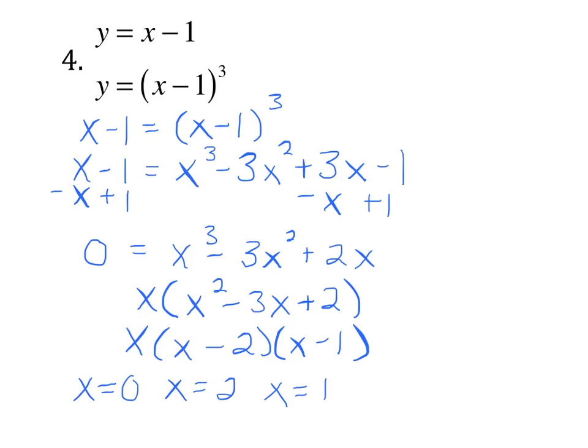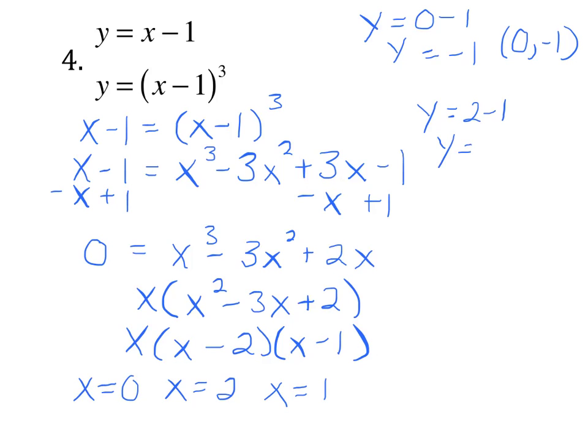And then to find y, I just need to plug it in, and I can use the first equation. So if I plug in 0, I'll get a negative 1 for y. So I'll have a solution at (0, -1). And if I plug in 2, I'll get a 1 for y. So I'll have a solution at (2, 1). And if I plug in 1, I'll get a 0 for y. So I'll have a solution at (1, 0).